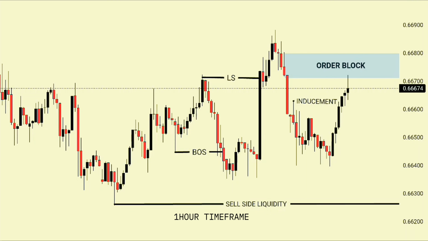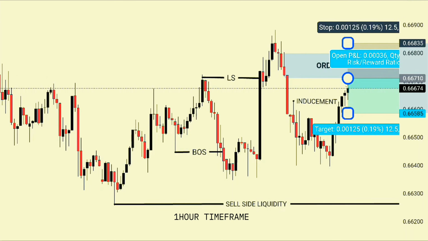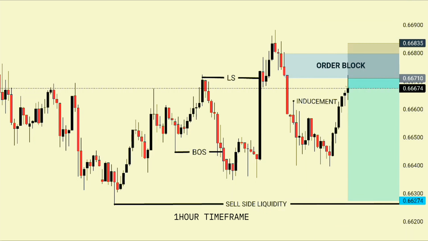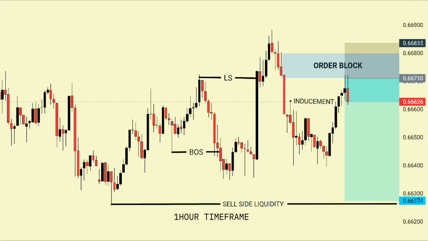Now watch how price pulls back perfectly into our order block. The inducement gets taken first. That's our confirmation. As soon as price taps into the order block and shows rejection on the lower time frame, I execute the sell trade. My stop loss is placed just above the order block, and my take profit is set exactly at the sell-side liquidity area. From here, the move is extremely clean.